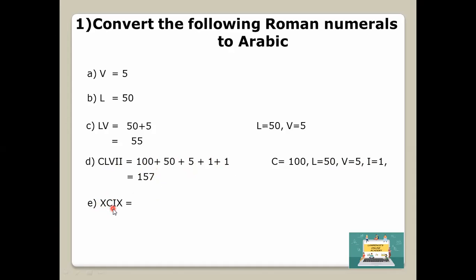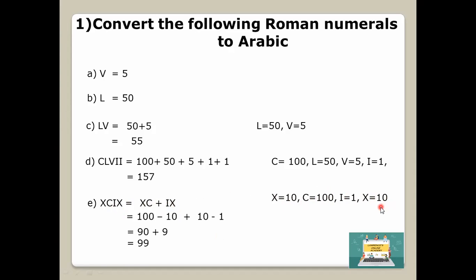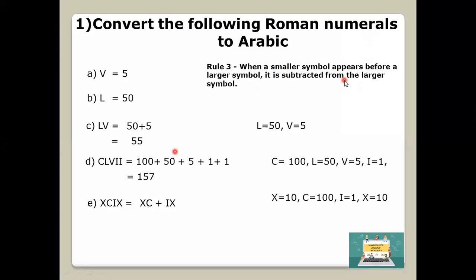E. Question number 5. XCIX. First we'll find out what each symbol stands for. X equals 10, C equals 100, I equals 1, X equals 10. We'll separate this question into two parts: XC plus IX. X is 10, C is 100. X is smaller than C. And I is 1, X is 10. I is also smaller than X. So, according to rule 3, when a smaller symbol appears before a larger symbol, it is subtracted from the larger symbol.